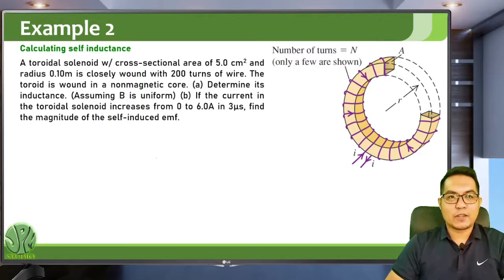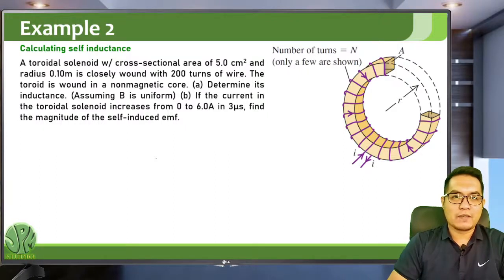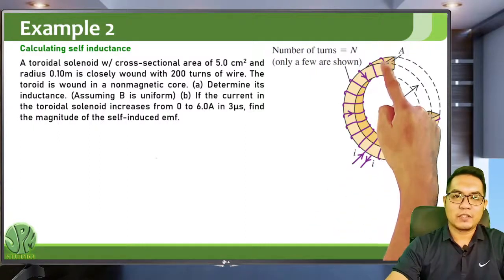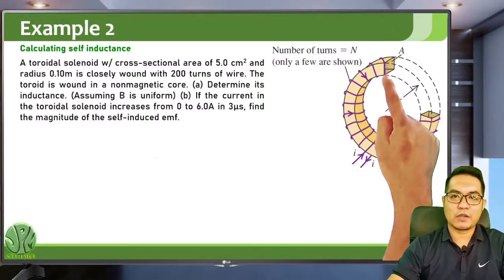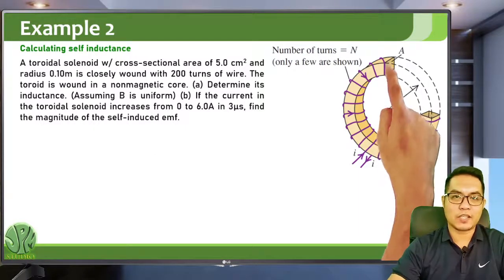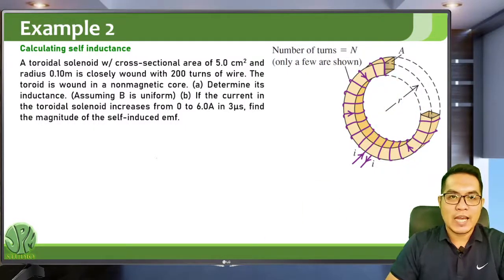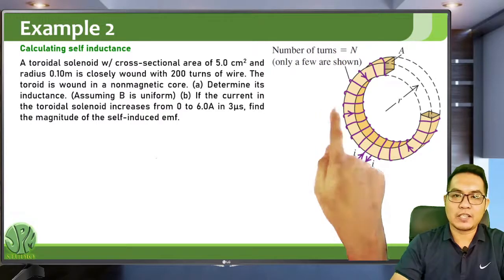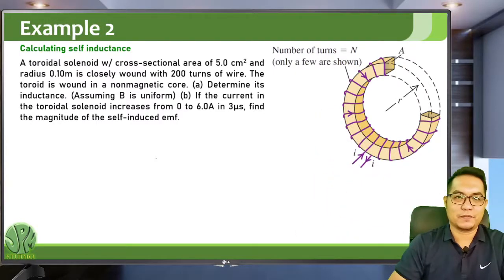So you have a toroidal solenoid. Actually, we have presented this before in our previous lessons, with a cross-section area of 5 centimeters squared. So that is the cross-sectional area of the section of the toroid. The section of the toroid is actually a square, and its cross-sectional area is 5 centimeters squared. And its radius is 0.10 meters, and it has 200 turns of wire. And the toroid is wound in a non-magnetic core. So this yellow thing here is non-magnetic.